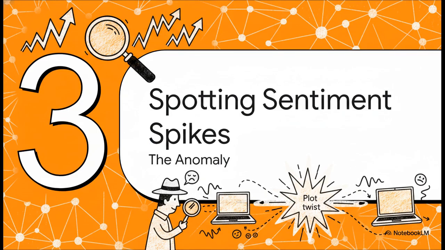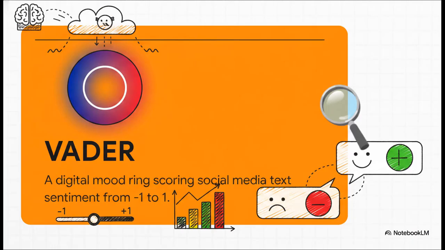Step 3, spotting the sentiment spikes. We're looking for the anomaly. With our evidence clean and organized, our digital detective needs to find the plot twist. To spot these anomalies, researchers used a tool called Vader. Think of Vader as a highly advanced digital mood ring specifically trained on social media language.